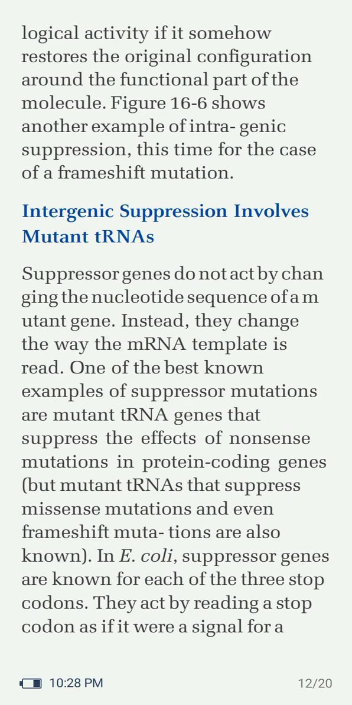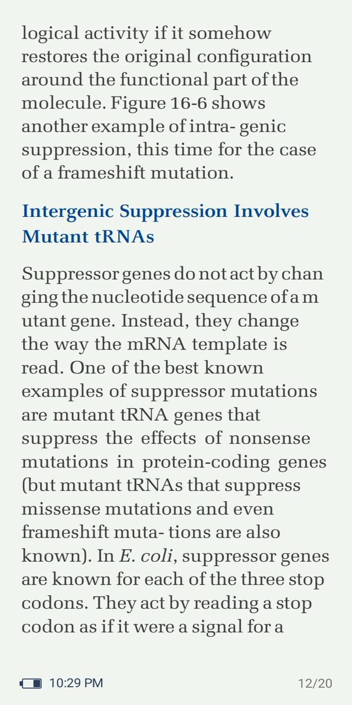Then, next, intergenic suppression involves mutant tRNAs. Suppressor genes do not act by changing the nucleotide sequence of a mutant gene. Instead, they change the way the mRNA template is read. One of the best known examples of suppressor mutations are mutant tRNA genes that suppress the effects of nonsense mutations in protein coding genes, but mutant tRNAs that suppress missense mutations and even frameshift mutations are also known.